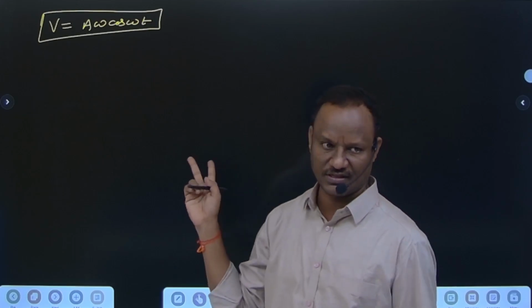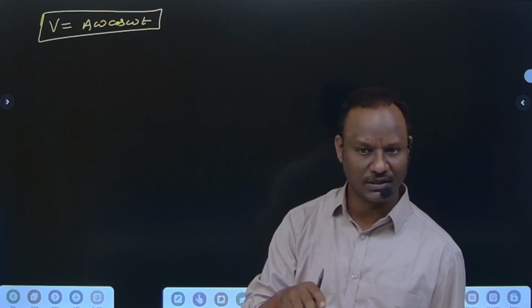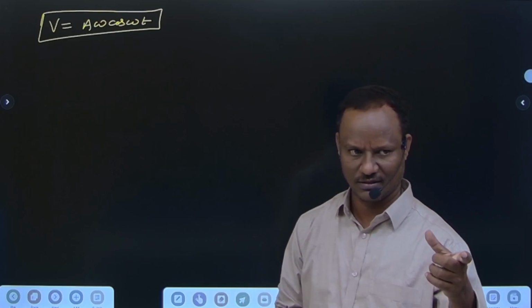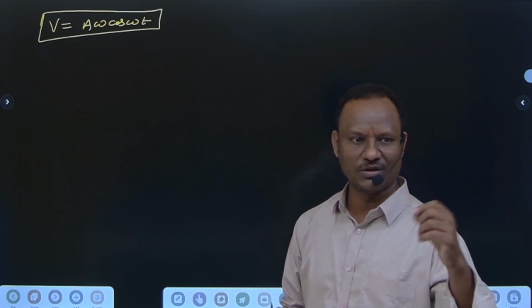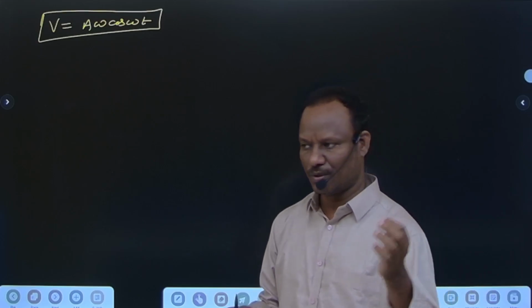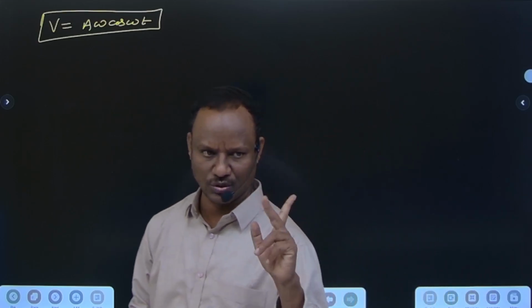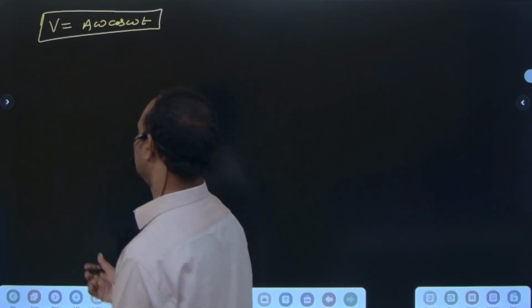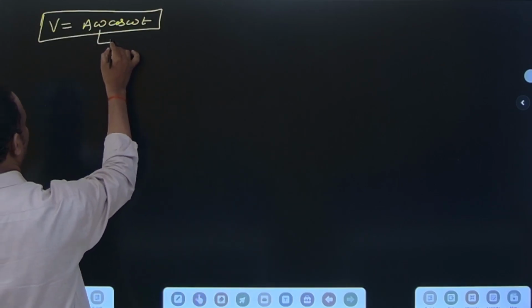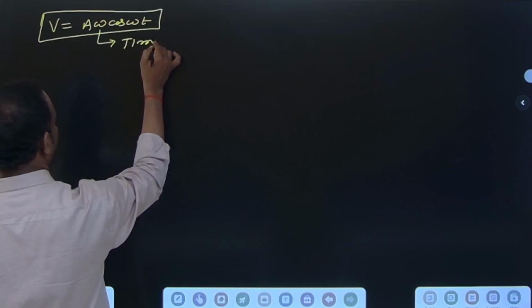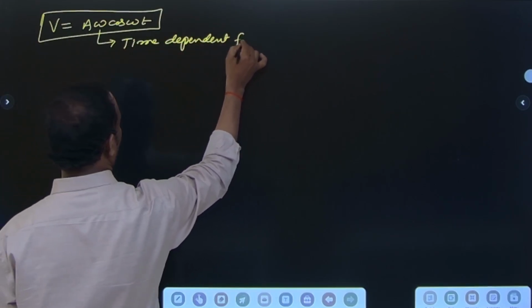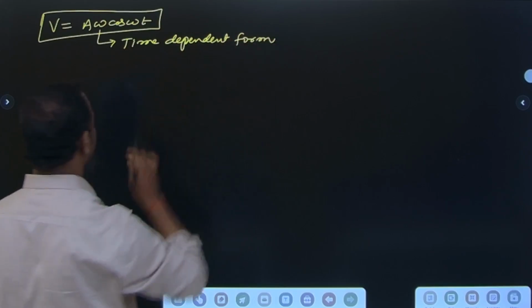Earlier also we said, for the displacement, position dependent, at x equal to a by 2, what is the time taken? At t equal to 0.5, where is the position? Position dependent, time dependent, two types of questions we will be asking. So V is equal to A omega cos omega t is called what? Time dependent form of velocity.